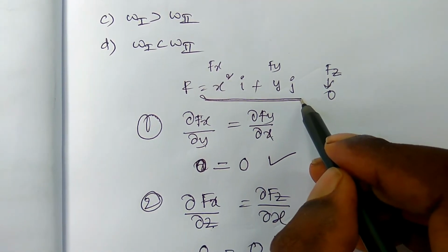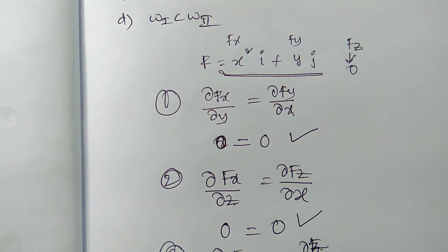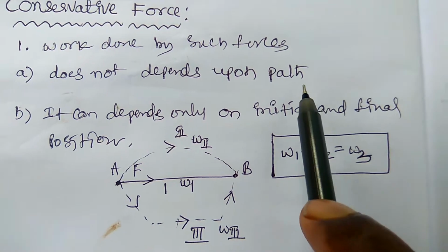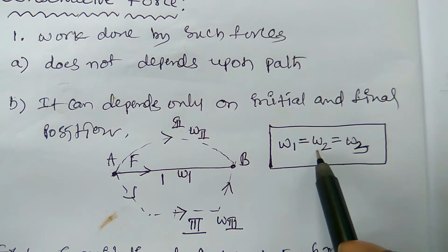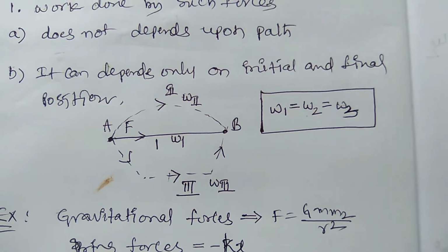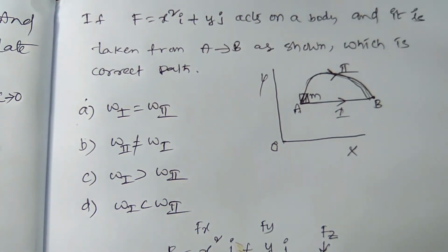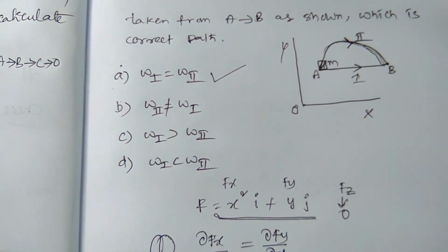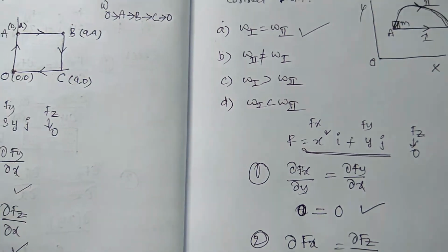In a conservative force, the work done does not depend upon the path. Hence W1 is equal to W2 is equal to W3. Whatever the path is, the work done should be the same. Hence we can say that W1 is equal to W2. So these are the examples of conservative and non-conservative forces.